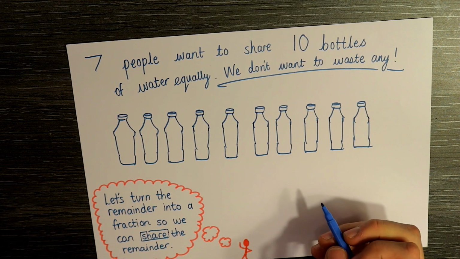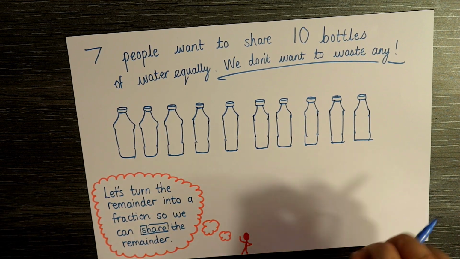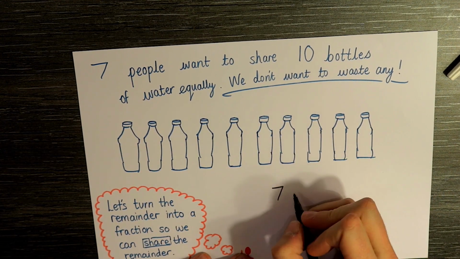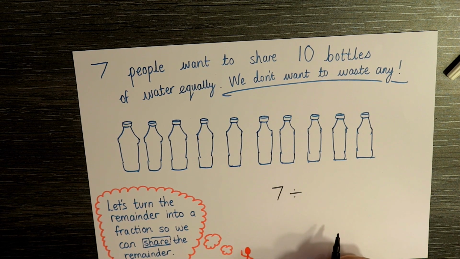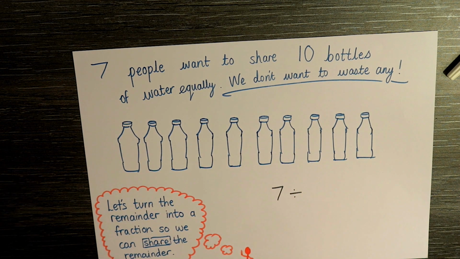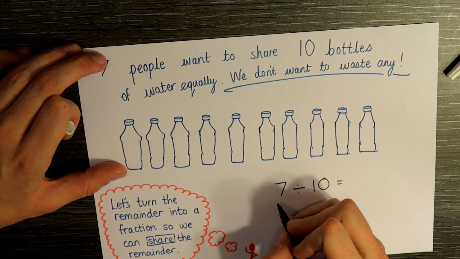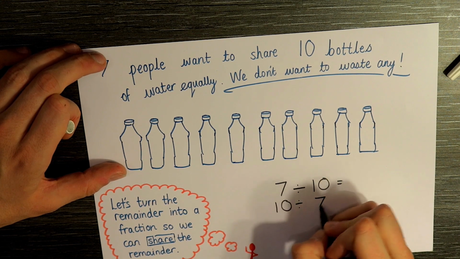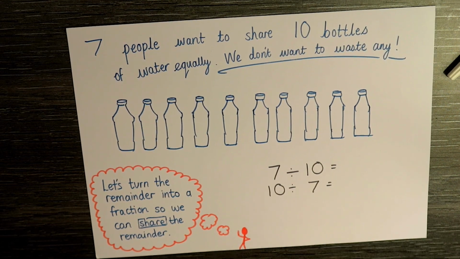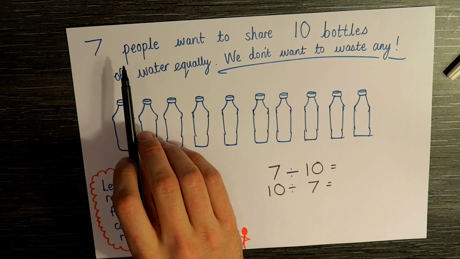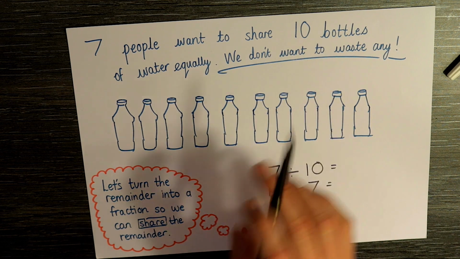So let's do this using our written maths here. So the question says 7 people, and we want to share 10 bottles, okay? So am I going to have 7 divided by 10, or am I going to have 10 divided by 7? That's the first thing that we need to work out, because with division, that will give us 2 different answers. Now, obviously, you've got to think about this logically. Is it the people that we want to share, or is it the bottles that we need to share?